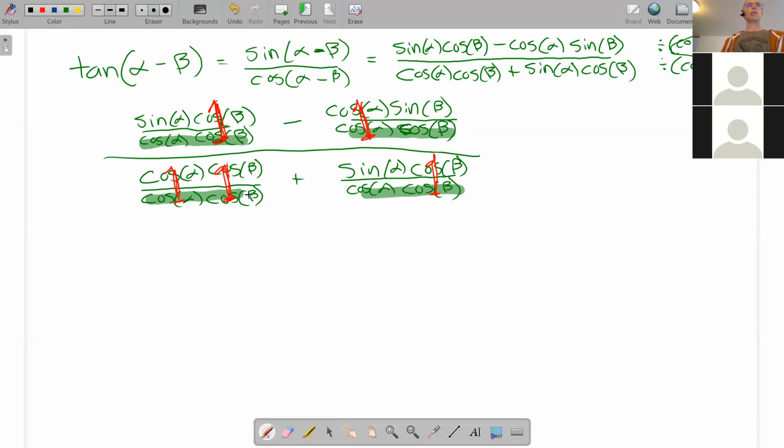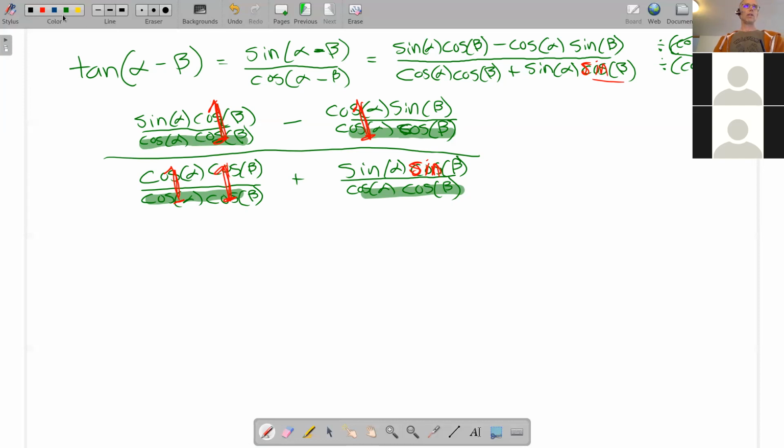All right, make sure I got that right. Oh, I got an error. I see the error, it's right here. I spoke it right, but I wrote it wrong. Cosine angle difference is cosine, cosine, sine, sine. That should be a sine right there. So this right here is a sine.